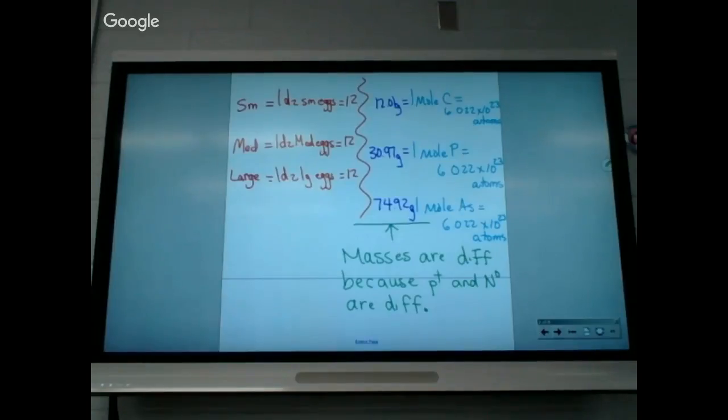Questions so far about what we've written down? Everybody with me so far? So we're going to use this mole to convert. It's a conversion unit.